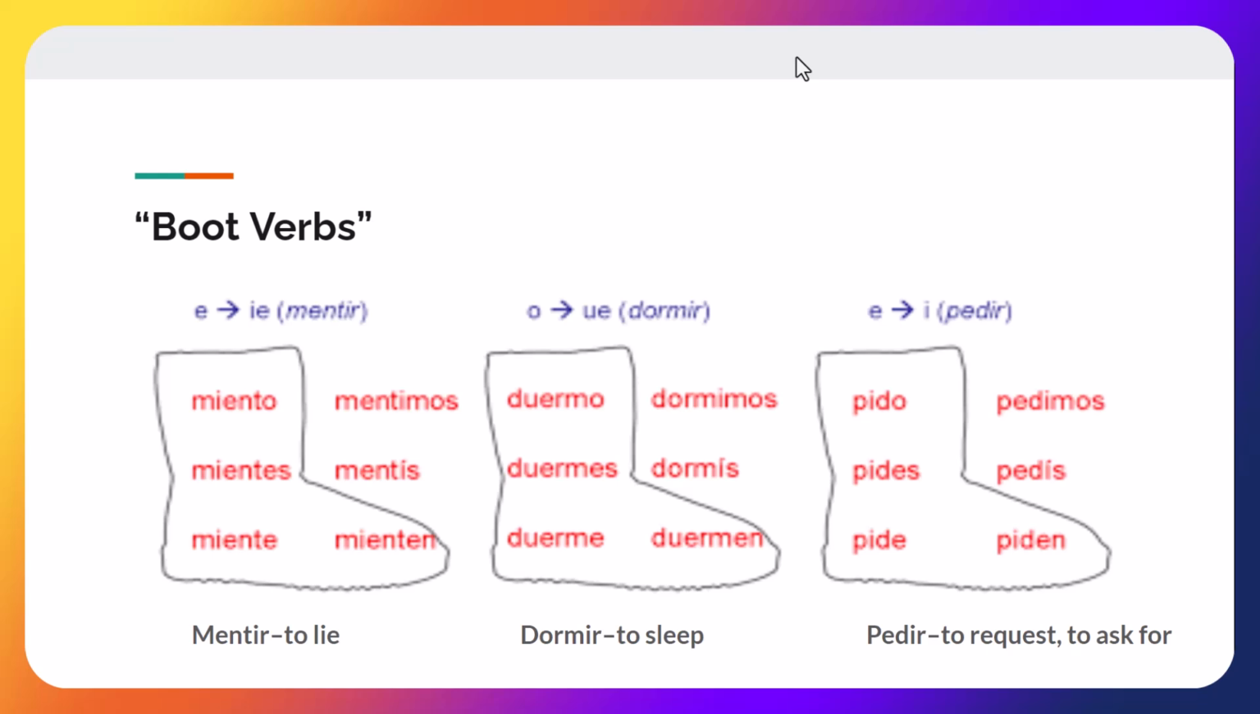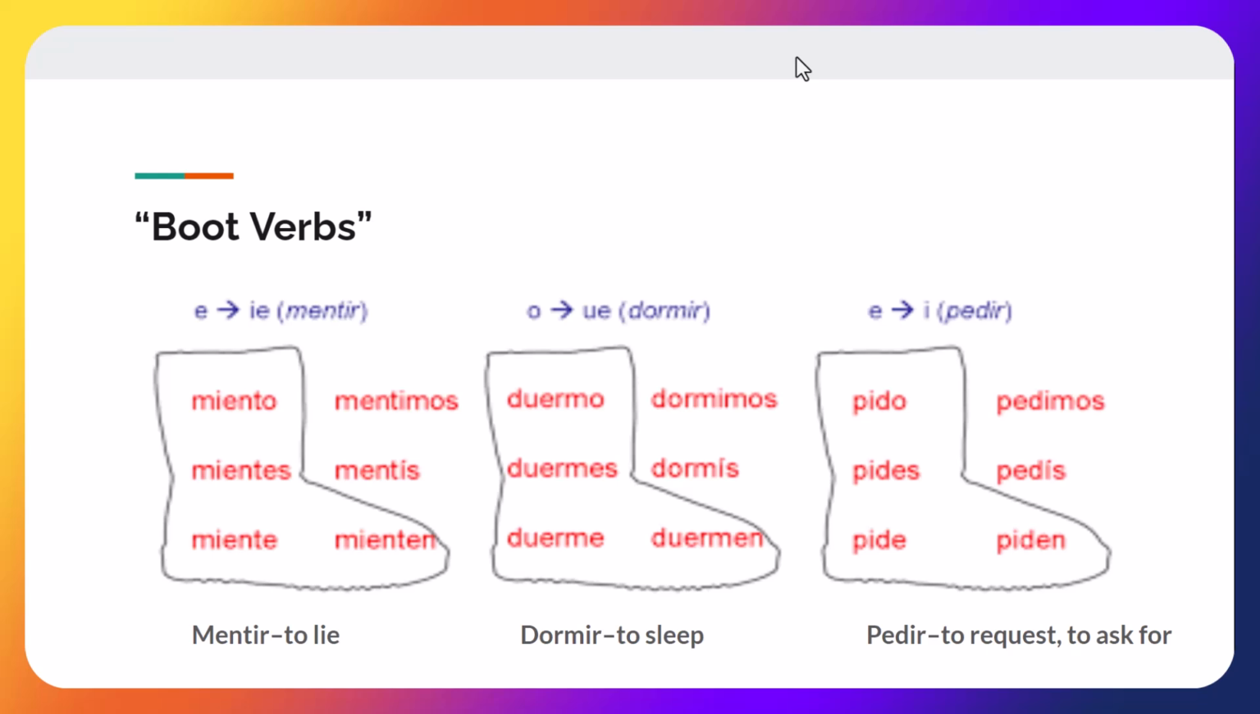But at any rate, pedir is an E to I stem changing verb. So notice the changes in the forms within the boot. Pido, pides, pide, pedimos, piden. Your turn now. Say them after me. Pido, pides, pide, pedimos, piden.